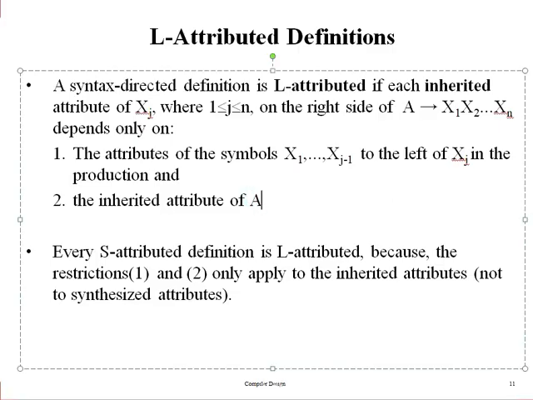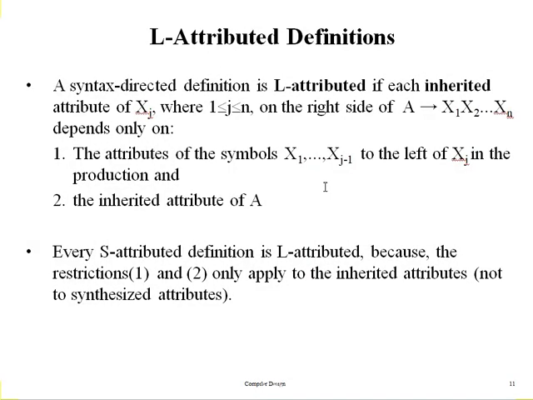If those two conditions are met, then we can say that the attachment of the inherited attribute is valid, and hence the grammar is an L attributed grammar. If not, the grammar will not be considered an L attributed grammar because of the illegal use of attaching the inherited attribute to the grammar symbol.